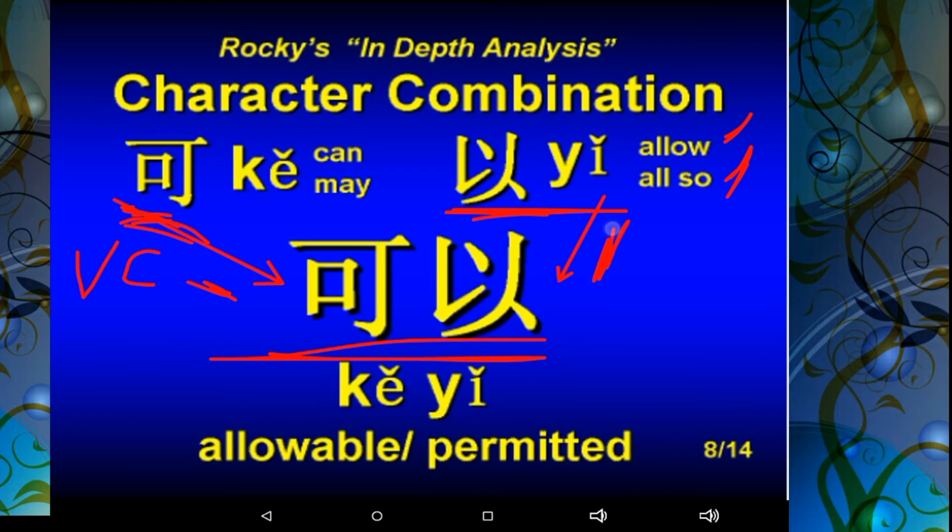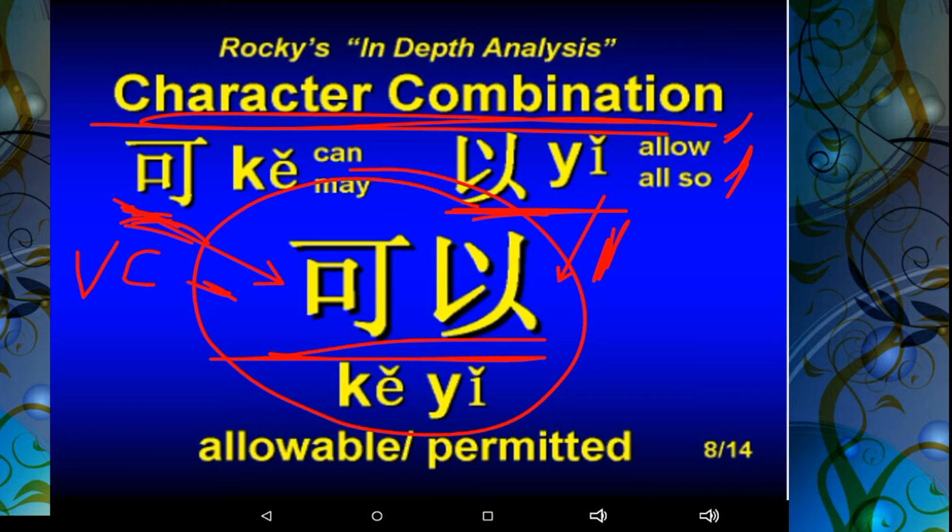So you can see by Rocky's professionally drawn arrows that there's a character combination, and a very, very common character combination is 可以. Now, when these 2 characters are put together, they form a somewhat different word. They form the word allowable, or permitted. It's very much the same as can and may, except 可以 is so much more formal. It's a very nice way to say it. So you want to say 可以.